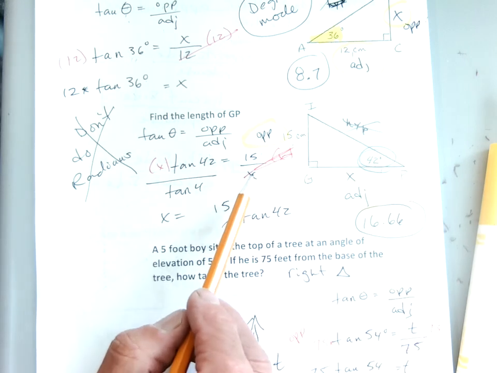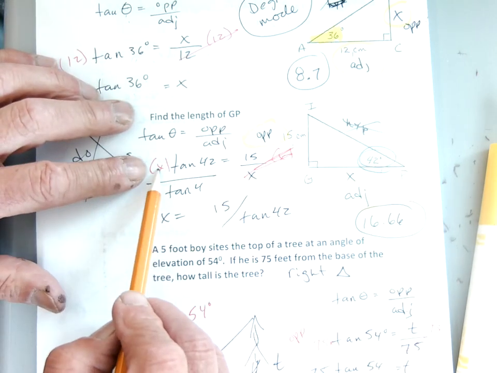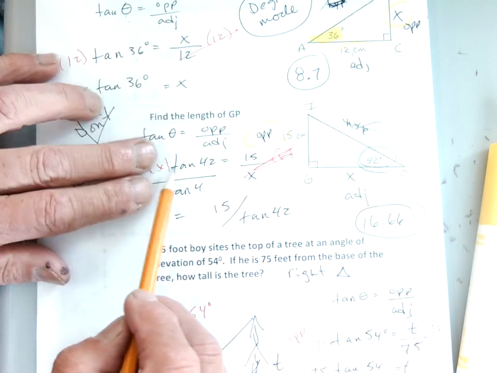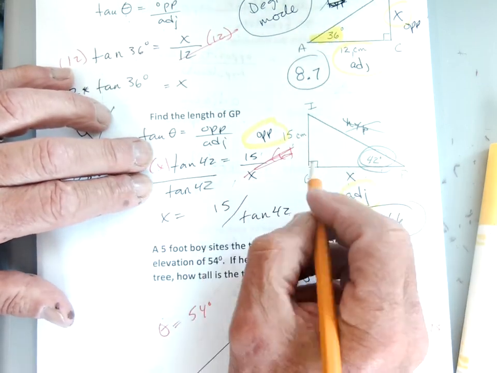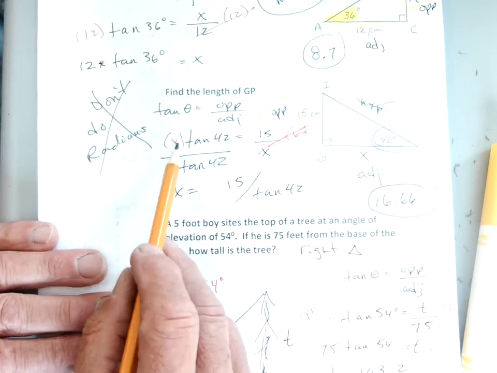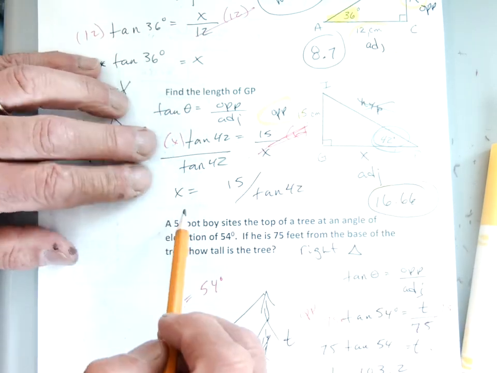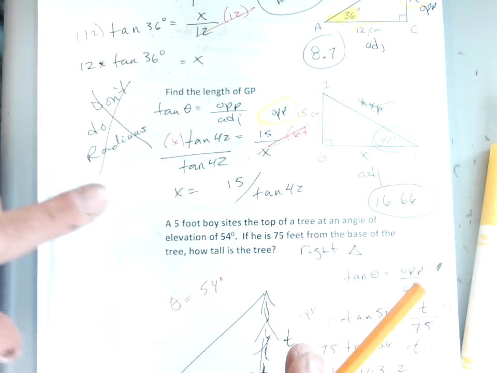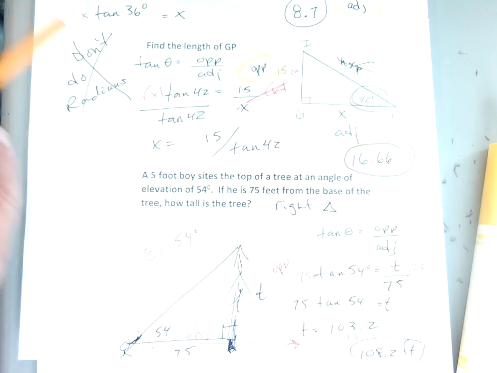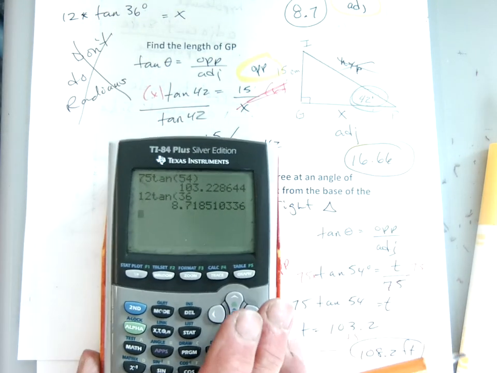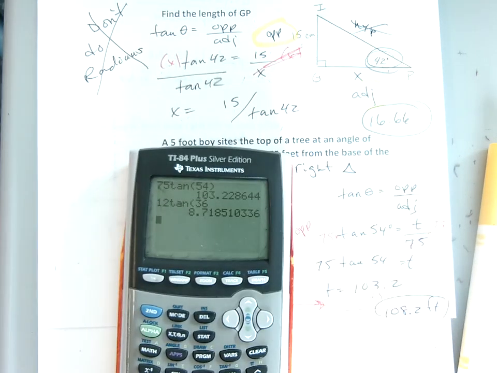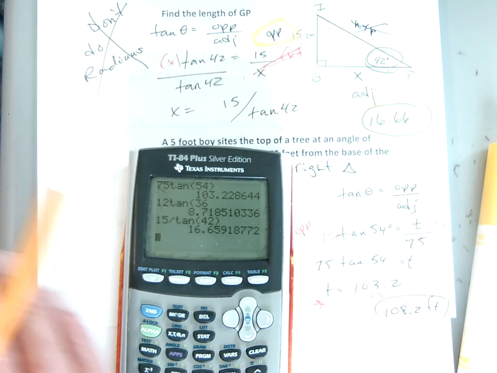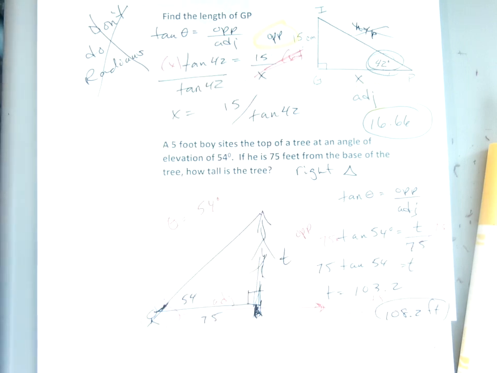Now with x on the bottom, I got to multiply by x first to bring it up, and then I have to divide by tangent of 42. So really, x is equal to 15 divided by tangent of 42. If x is on the bottom, I just switch places, okay? So then again, I just used my calculator, and I went 15 divided by tangent of 42, and I get an answer of about 16.6.